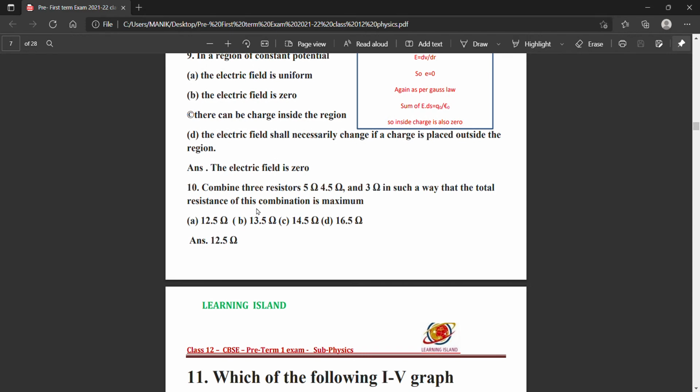Question number 10. Combine three resistances 5 ohm, 4.5 ohm and 3 ohm in such a way that the total resistance of this combination is maximum. As you know, to get the maximum resistance, we will have to add those in series, because in series connection the equivalent resistance is the summation of all the resistances connected. So here the answer will be 5 plus 4.5 plus 3. So the total is 12.5 ohm.